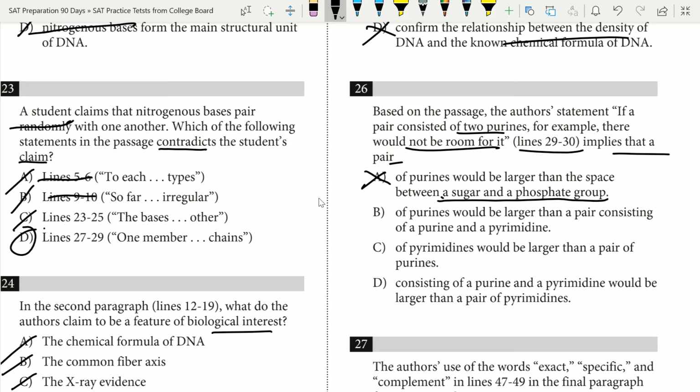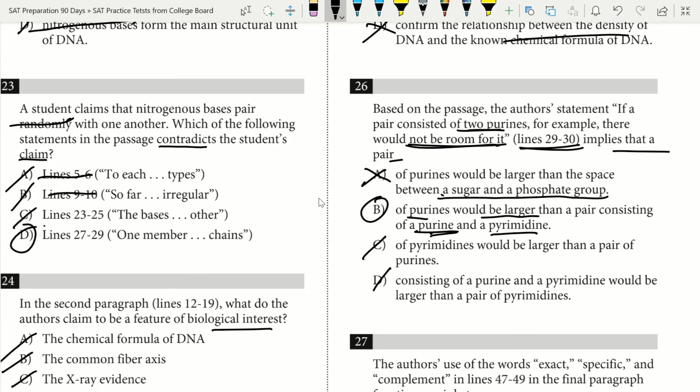B, a pair of purines would be larger than a pair consisting of a purine and a pyrimidine. That is true, right? We talk about if there were two purines, it says there would not be room for it, therefore it would be too large. So that pair of purines would be larger than that of a purine and a pyrimidine, because a purine and a pyrimidine fit. But our pair of purines is too large, it says, in lines 29 to 30. So we know that B will be our answer for 26.